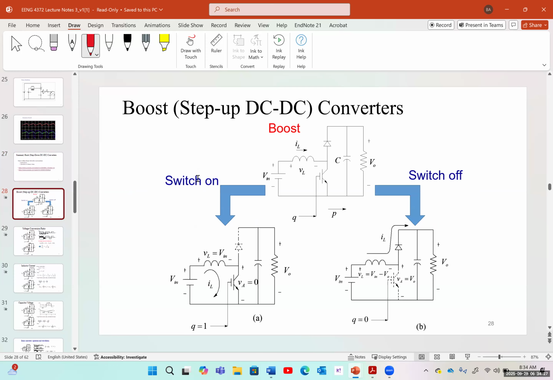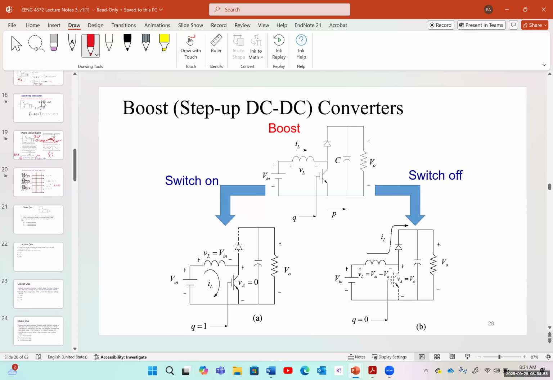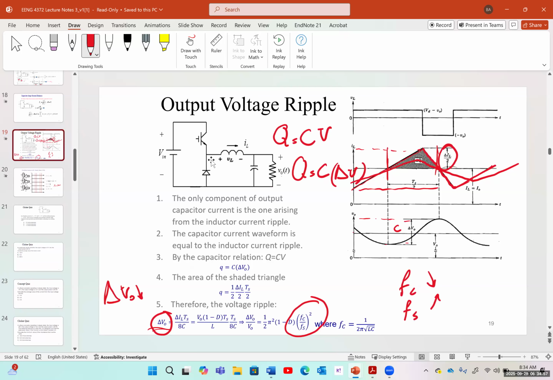Let's start with the boost or step-up DC-DC converter. So for a buck converter, the inductor was on the other side of the switch. For the boost converter, it's at the input, we can say, on the left side. So one way to memorize it, if you see this immediately, if the inductor is on the left side of the switch or the transistor, it's a boost. And for a buck converter, if we go back to the buck converter, you can see that the inductor is after, we can say, the switch.